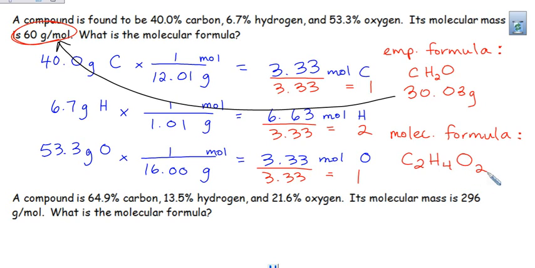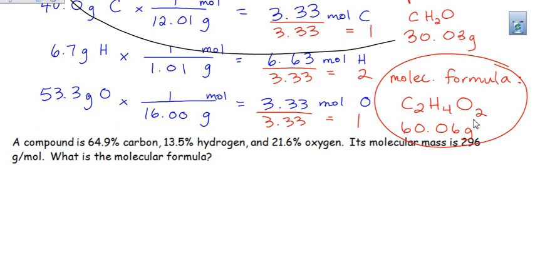C2H4O2. And if I want to double check, if I add this in my calculator, I would be at like 60.06 grams, which is pretty darn close to 60. So here's my final answer. The molecular formula is C2H4O2. Not bad, right? Should we try one more while we're at it?